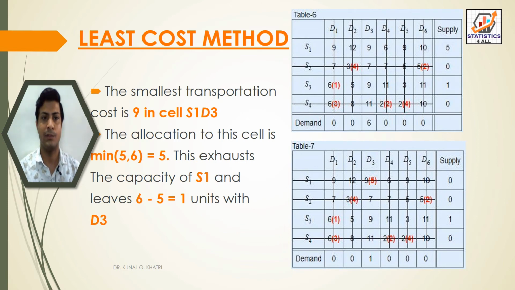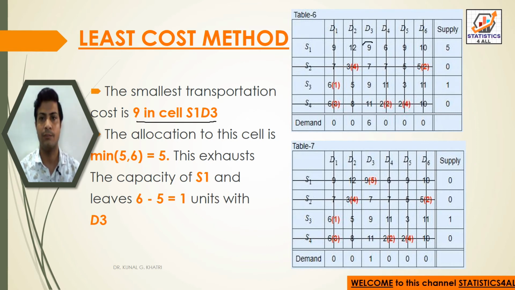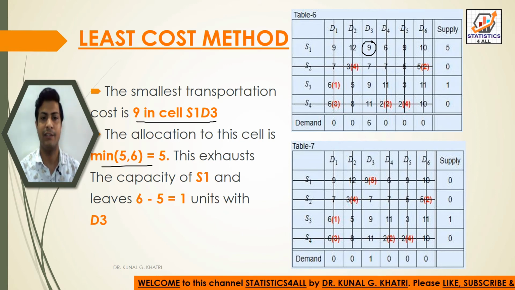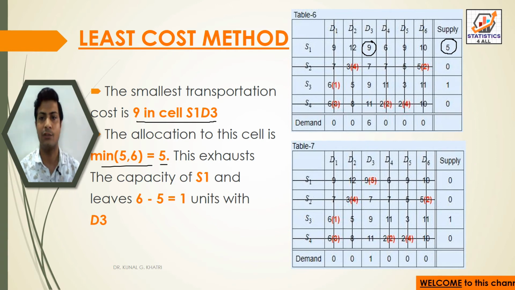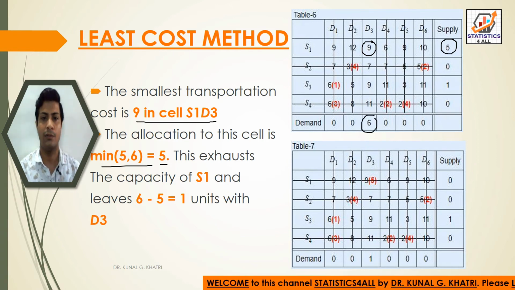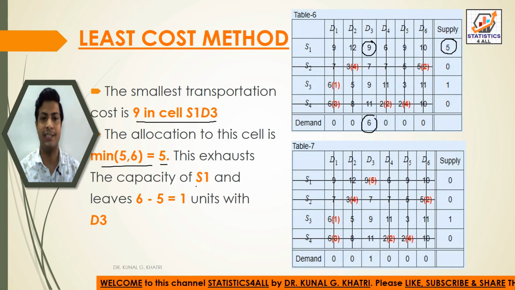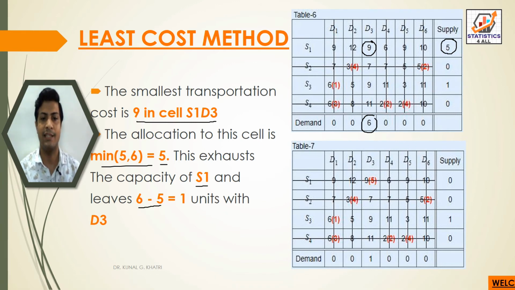Now the smaller transportation cost is 9 in cell S1D3. S1D3, that is first row third column. Now the allocation to this cell is minimum of 5 and 6, where 5 is minimum. So supply is here in this row, supply is 5, and in this column demand is 6. So your 5 is minimum. This absorbs the capacity of S1 and leaves 6 minus 5, that is equal to 1 unit with D3.